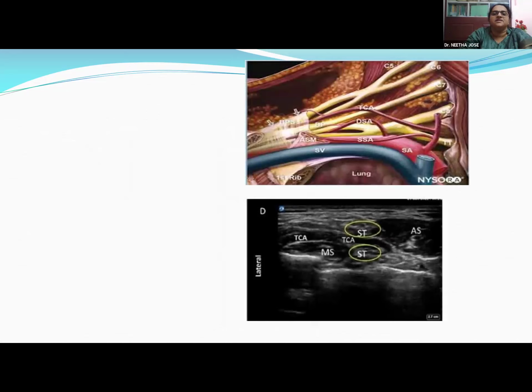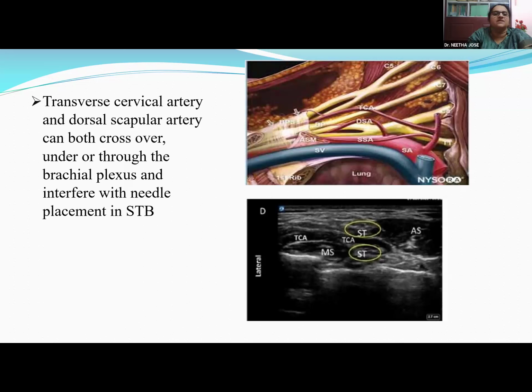In this picture, you can see this is the place where we give superior trunk block, and the arteries passing through these places are transversocervical artery and dorsal scapular artery. So, transversocervical artery and dorsal scapular artery can both cross over, under or through the brachial plexus and interfere with needle placement in superior trunk block. In this ultrasound anatomy, you can see the transversocervical artery.